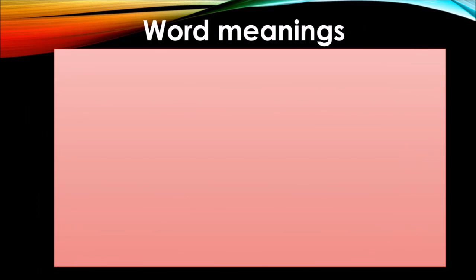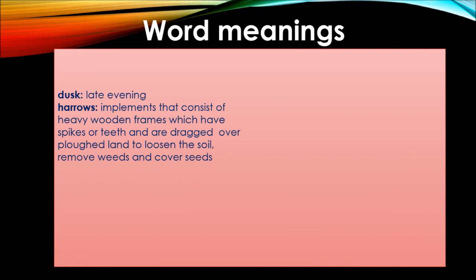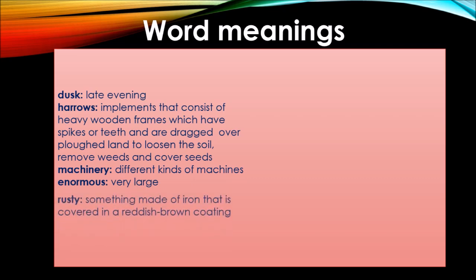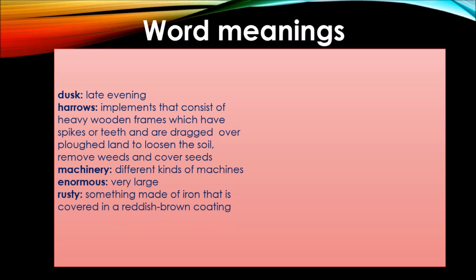Let us go through the word meanings. Dusk: late evening. Harrows: implements that consist of heavy wooden frames which have spikes or teeth and are dragged over plowed land to loosen the soil or remove weeds and cover seeds. Machinery: different kinds of machines. Enormous: very large. Rusty: something made of iron that is covered in a reddish brown coating.